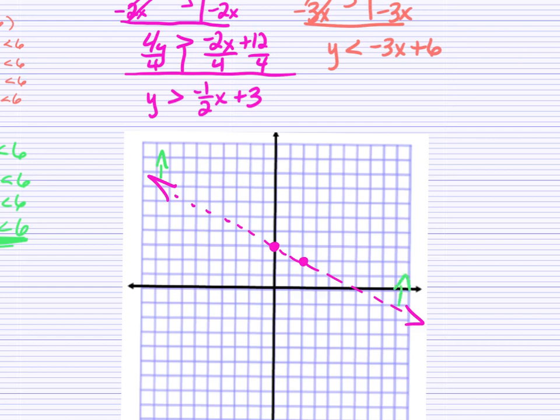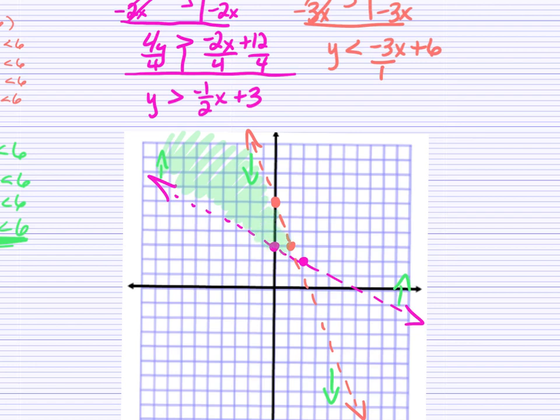The red one, y-intercept is positive 6. 2, 3, 4, 5, 6. The slope, if I make it into a fraction, is to go down 3 and to the right 1. So down 3 and to the right 1. This is also a dotted line. And I'm going to write myself a little reminder that says y is less than, so I need to shade below the red line. So I'm looking for the area that is above the purple and below the red, which is this little pizza slice right here.